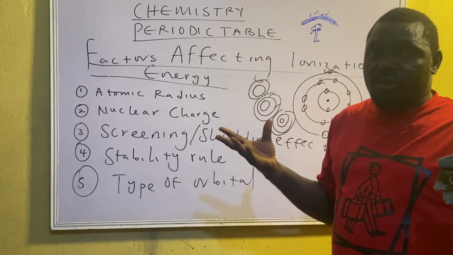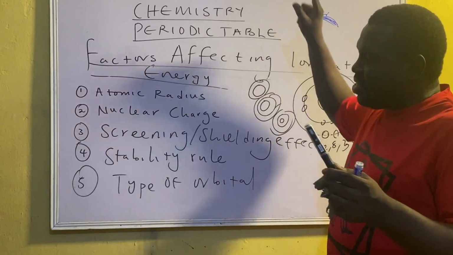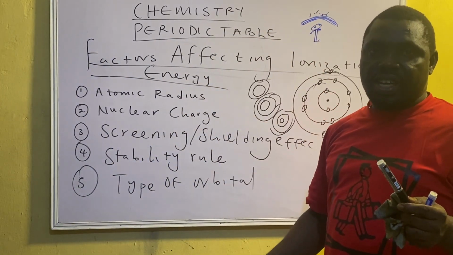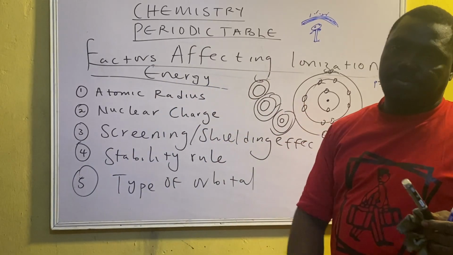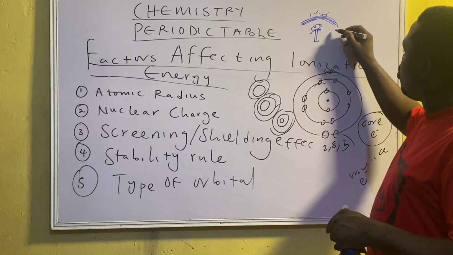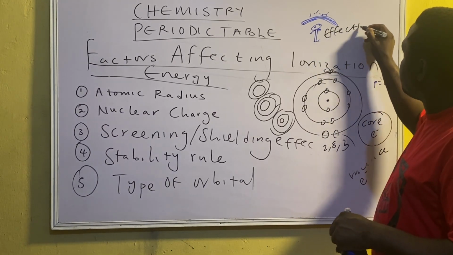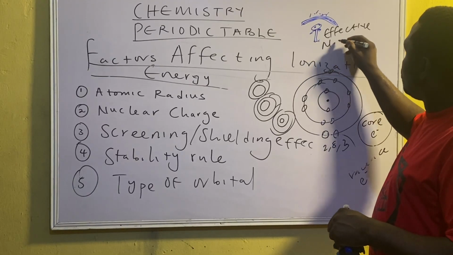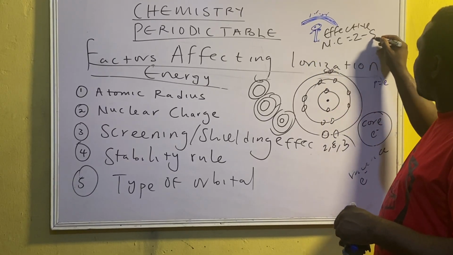Because the effect is not felt. Why? Because the shells are the same. But down the group, it is increasing. And that affects the nuclear charge. There's another word called effective nuclear charge, which is equal to Z minus X.